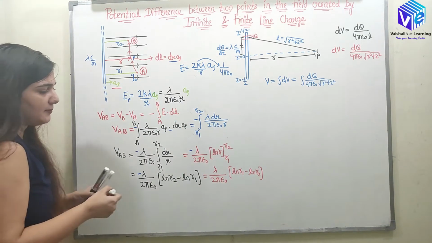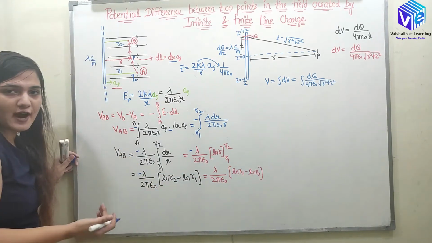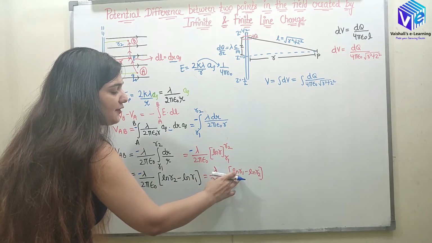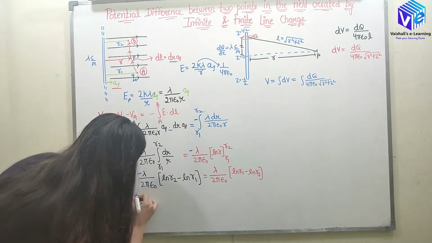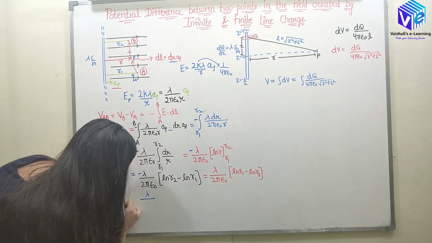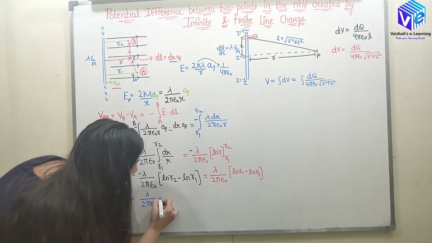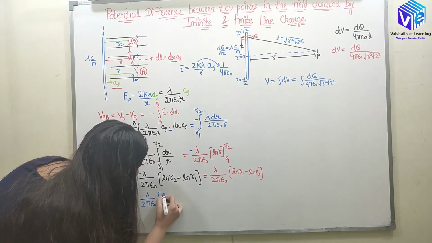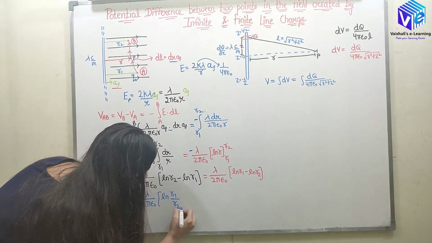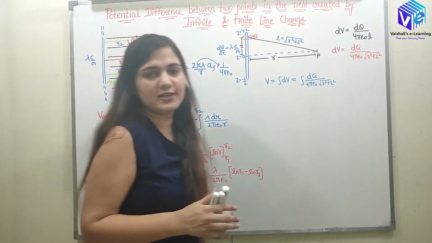okay, so now we will be just rearranging it. Ln of r1 minus ln of r2. How we can represent it? We can represent it as ln of r1 upon r2. So I can represent the potential difference between the 2 points as lambda upon 2 pi epsilon naught ln of r1 upon r2. Okay, so this is my potential difference.